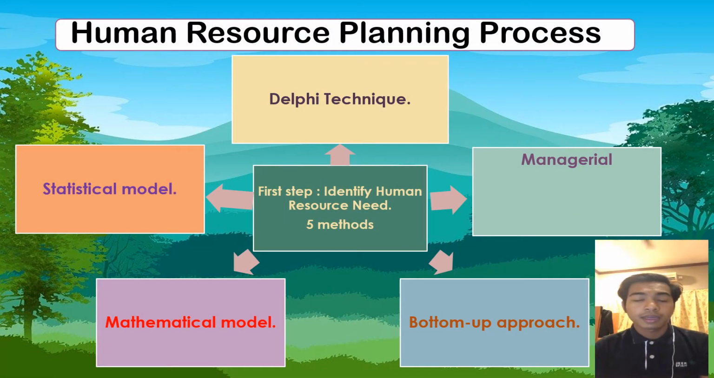The first step in the process of human resource planning is to identify human resource needs. There are 2 methods, quantity and quality. Quantity is more about the number of employees, meanwhile quality is more about knowledge, skills and ability. These 2 methods are used to estimate the demand for human resource in the future. There are 5 human resource forecasting techniques, which are the Delphi technique, managerial, bottom-up, mathematical model and statistical model.